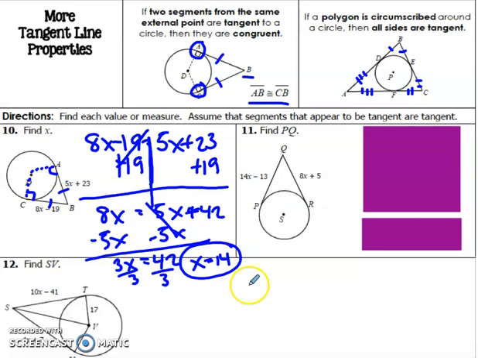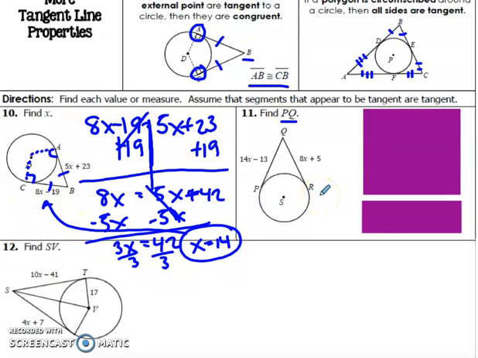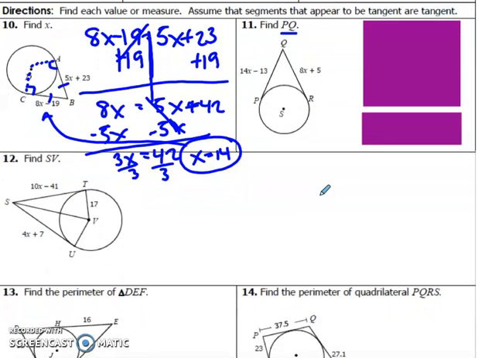Okay? For time's sake, 11 looks a whole lot similar, so I'm going to skip it, but it does want you to solve for PQ, so once you find your side length, you can substitute it back in to figure out how long it is from B to C or A to B. Okay, so you can try 11 on your own, but let's keep going.